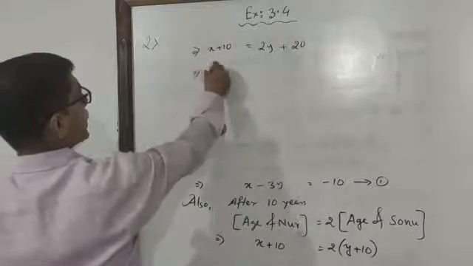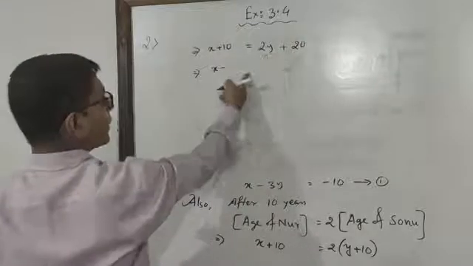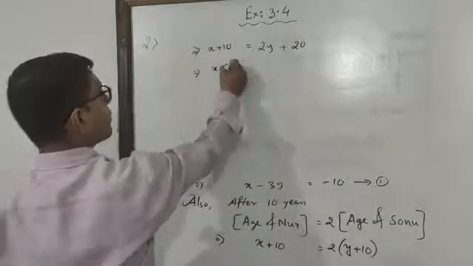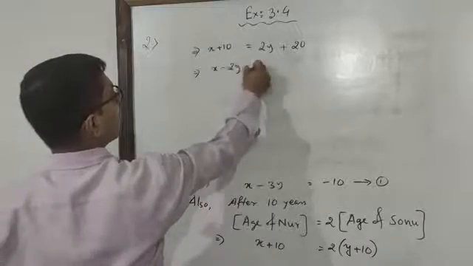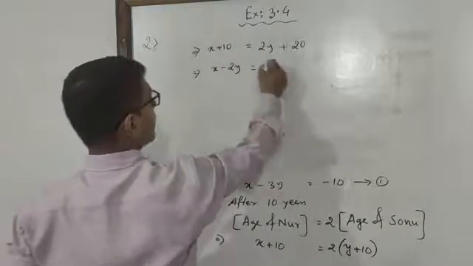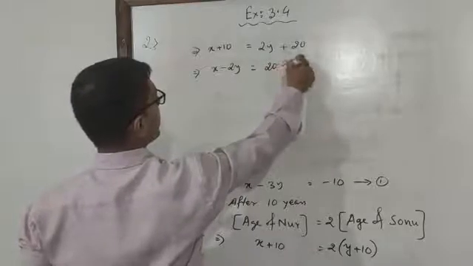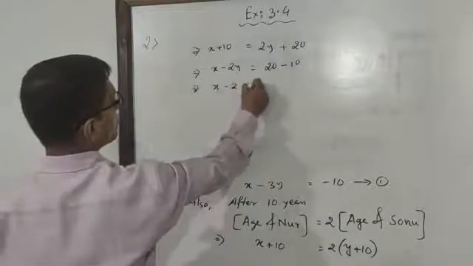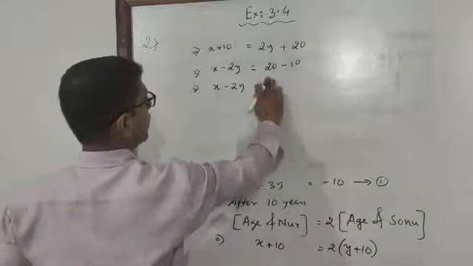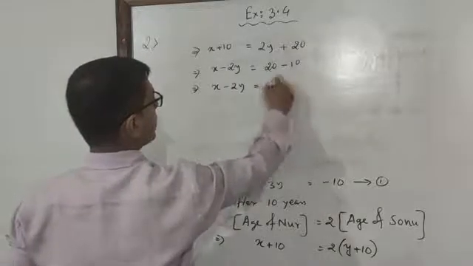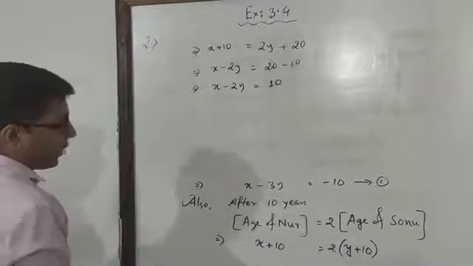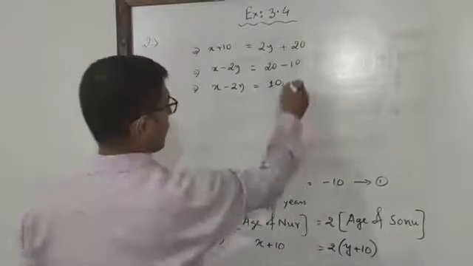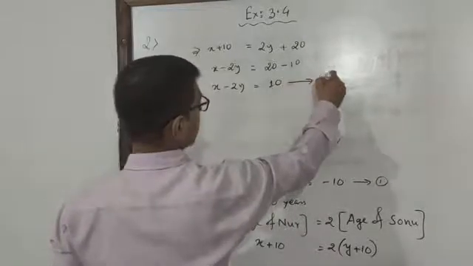So it will be X minus 2Y. We are going to shift it to this side, so minus 2Y. The 10 will be shifted to that side. It will be 20 minus 10, that is 10. So X minus 2 times Y is equal to 10. This is considered as equation number 2.